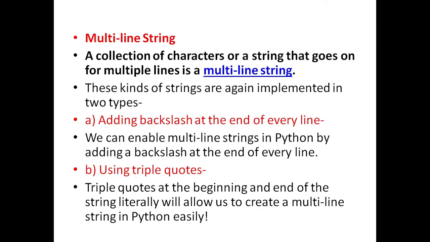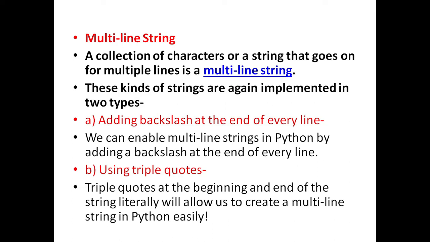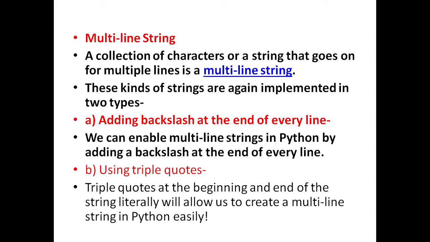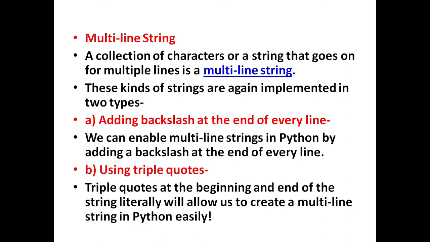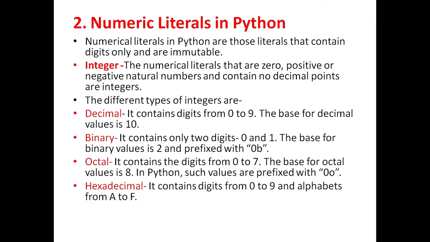Next is multiline string. A collection of characters or string that goes for multiple lines is known as a multiline string. These kinds of strings are again implemented in two ways. First is adding a backslash at the end of every line. That is, we can enable multiline strings in Python by adding a backslash at the end of every line, or using triple quotes. Triple quotes at the beginning and the end of the string literal allow the user to create multiline strings.